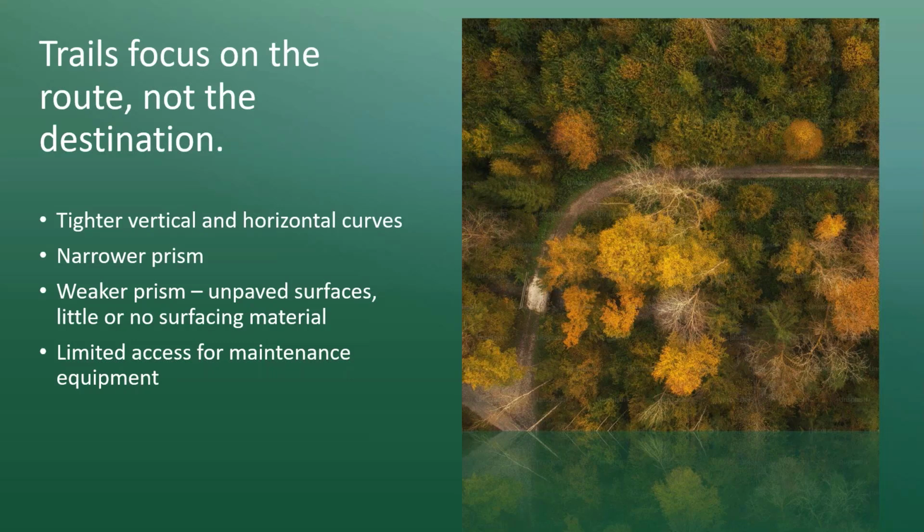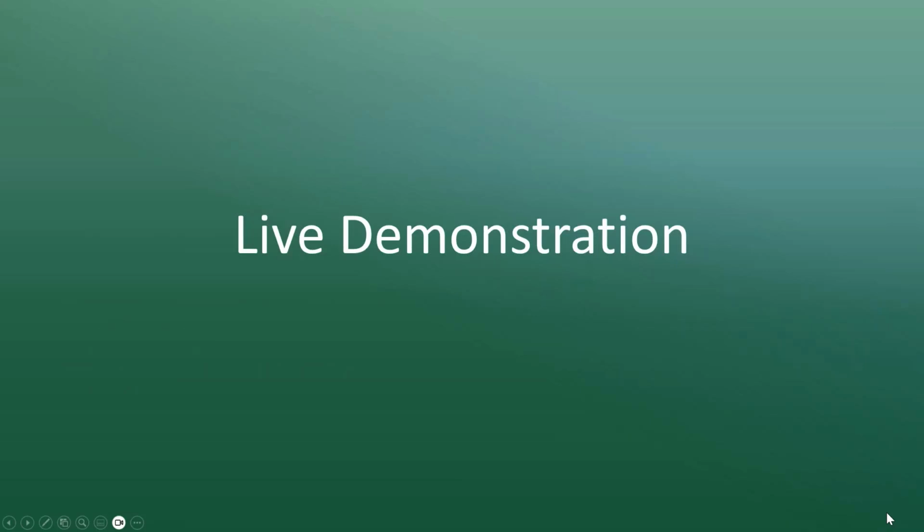Another difference is that trails can work with weaker prisms. Unlike roads, trails are typically unpaved and may have little or no surfacing material at all. And finally, since trails have limited access to maintenance equipment, it is crucial to consider how the trail interacts with the surrounding terrain. So careful planning and design are really essential to manage erosion risks and ensure the long-term sustainability of our trails.